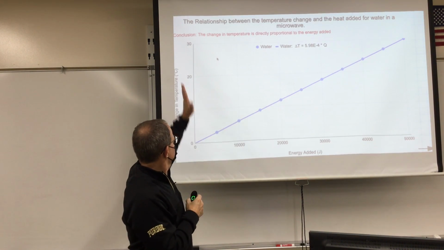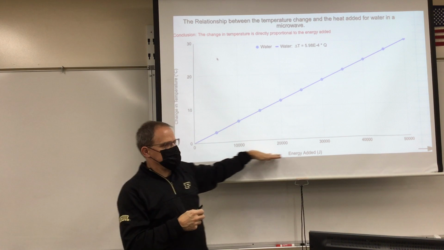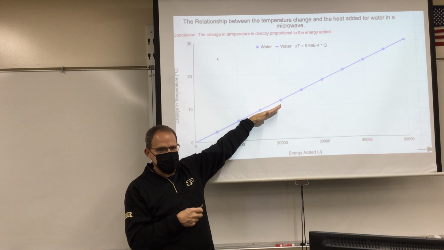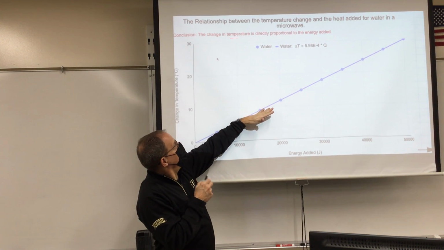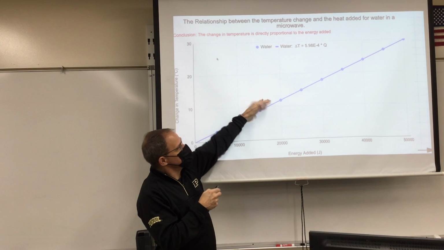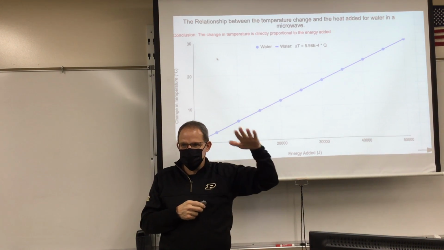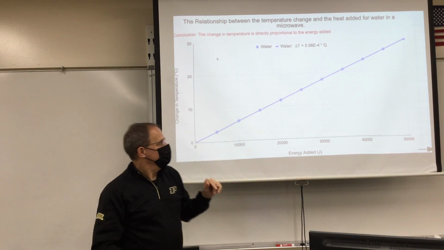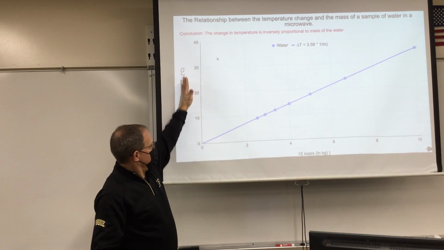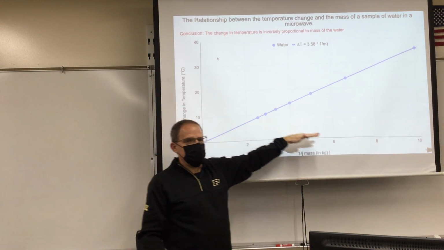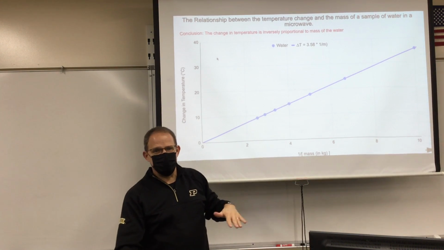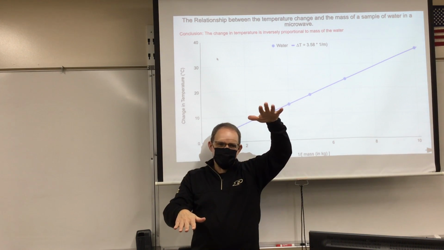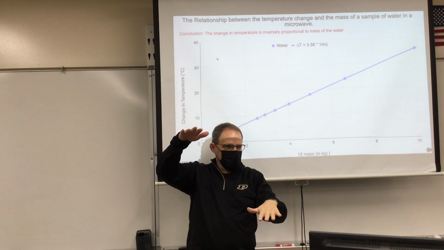All right, so in lab, we asked, how does the change in temperature depend on the energy we add? And you got a straight line. And I think what everybody said was that the temperature change was proportional to the energy we added. You had twice as much energy, the temperature went up twice as much. It was proportional, okay? We also found that the change in temperature was inversely proportional to the mass. As the mass got bigger, the change in temperature got smaller. And as the mass got small, the change in temperature got big, right?